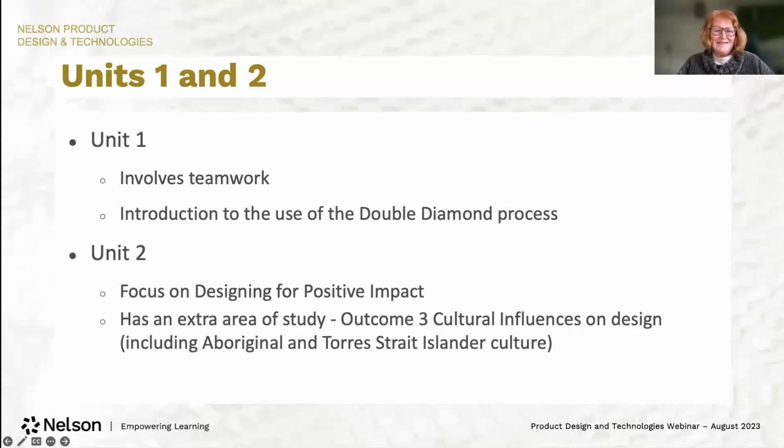Then the third outcome, as Jacinta has talked about, is focused on Aboriginal and Torres Strait Islander culture and looking at cultural influences on design. The idea is that students look at how culture does influence both the design of products, but also how people choose products and the choices they make. And they need to think about how Aboriginal and Torres Strait Islander traditions and cultures have influenced the design of products in the past, but also have a continuing influence on the design of products now.